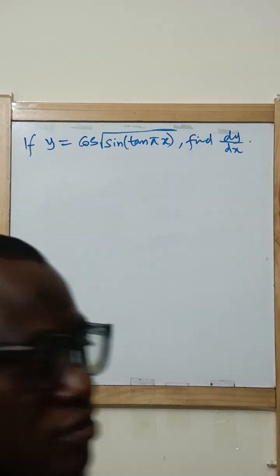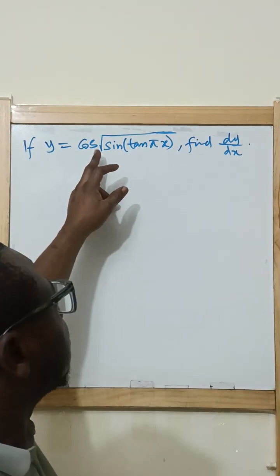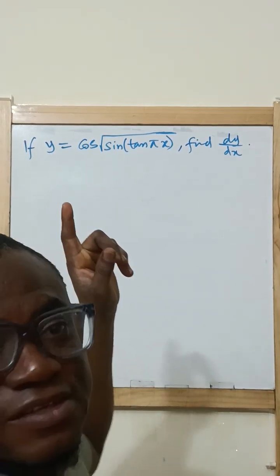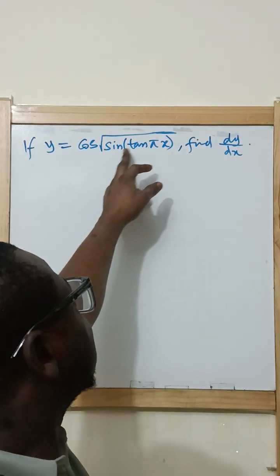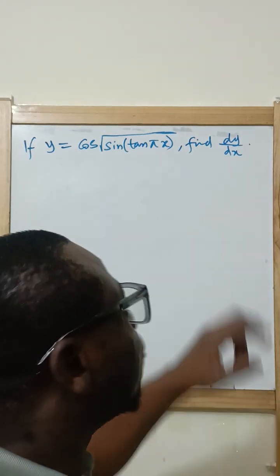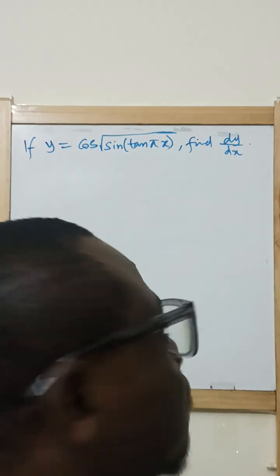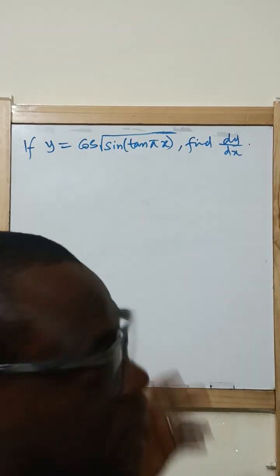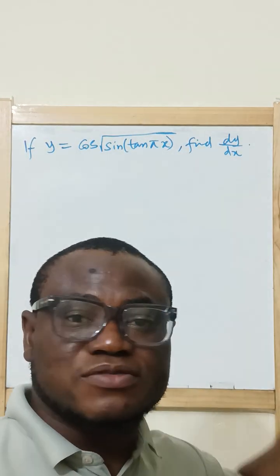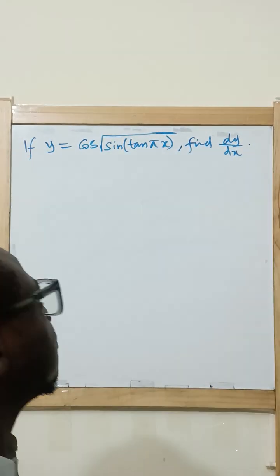So hello, good day. We have this question: y equals cos of the square root of sin of tan of pi x. Find dy/dx if y is equal to this. As we can see, this is also a function of a function, and we need to represent those subjects.